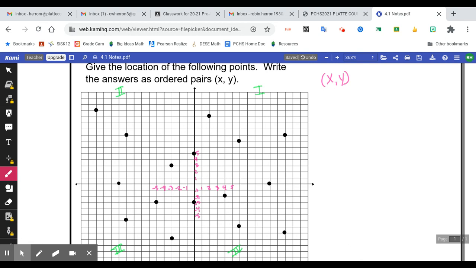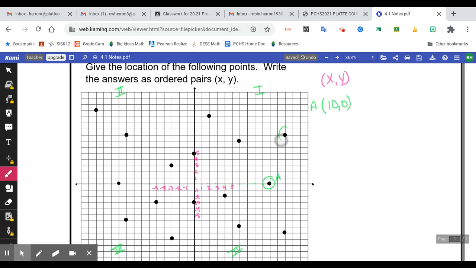Okay, so starting right here at this guy, my X value would be to the right. So 1, 2, 3, 4, 5, 6, 7, 8, 9, 10. 10 would be my X, and then I didn't go up or down, so that would be 0. I'm going to call this guy A.